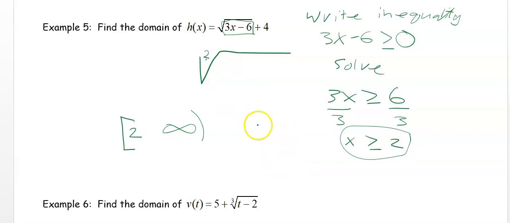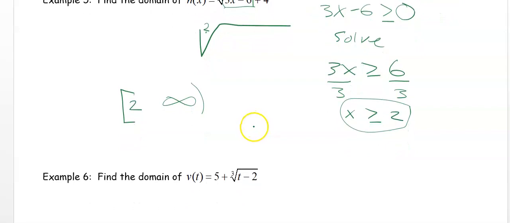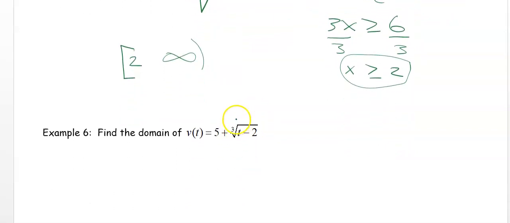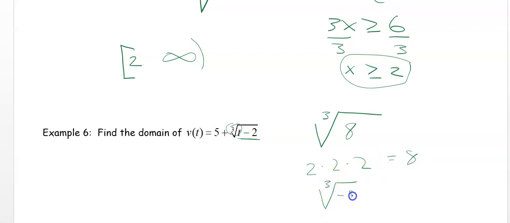Now let's compare that to example 6. They look very similar. But what's important to notice in example 6 is the index of the root is a 3. Think about what that means. That means a number that I multiply by itself 3 times and get what's inside. So if you take the number 8, if I write down 2 three times and multiply, I get 8. Can I take the cube root of negative 8?